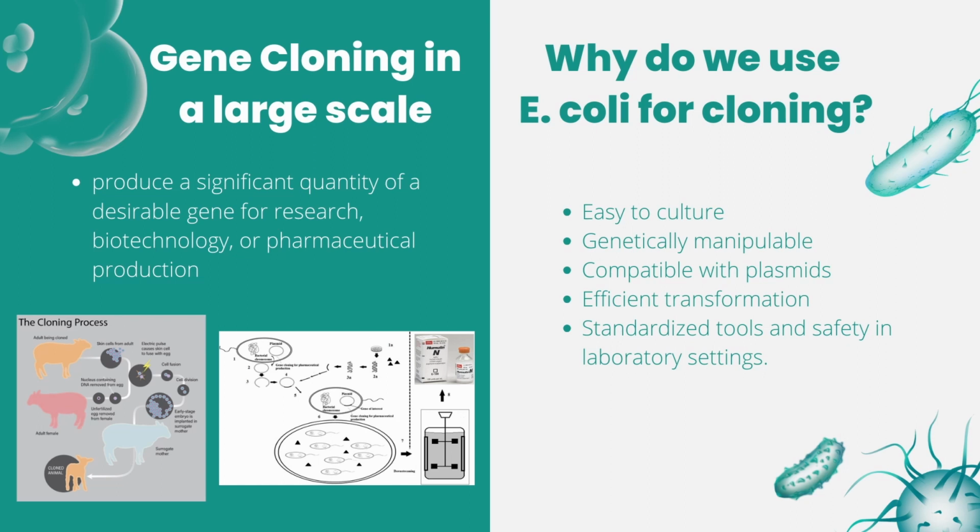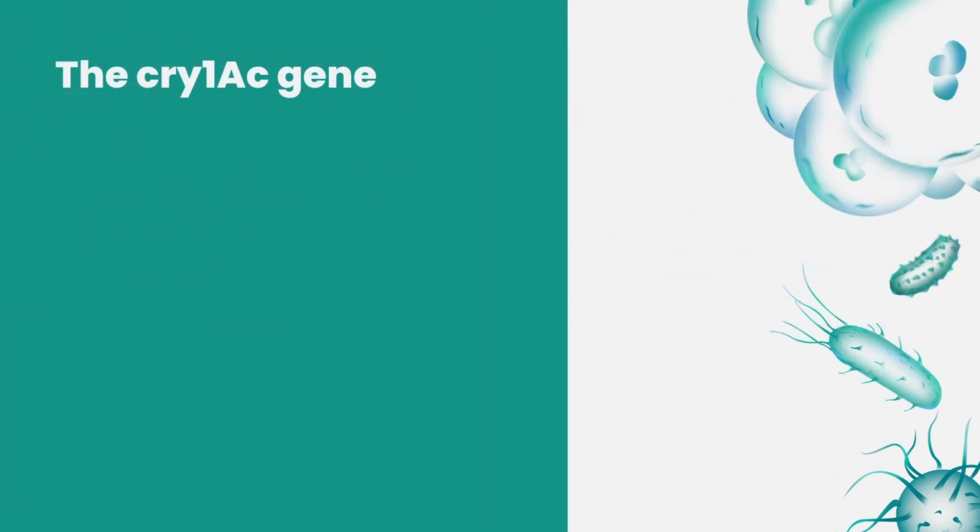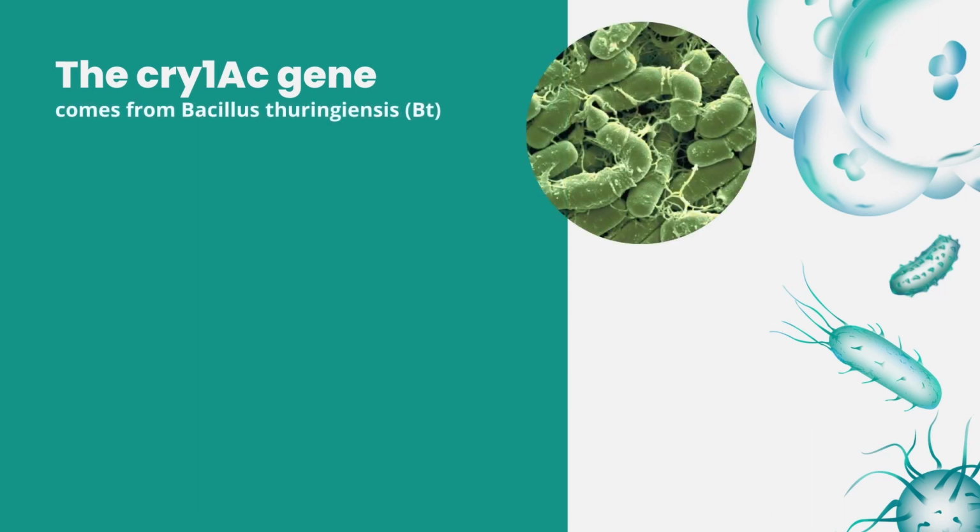So what exactly are we cloning? We are cloning the Cry1Ac gene. The Cry1Ac gene is an example of a gene that has been cloned in E. coli. The gene comes from Bacillus thuringiensis, a soil bacterium commonly used as bioinsecticide, which is also known as Bt.